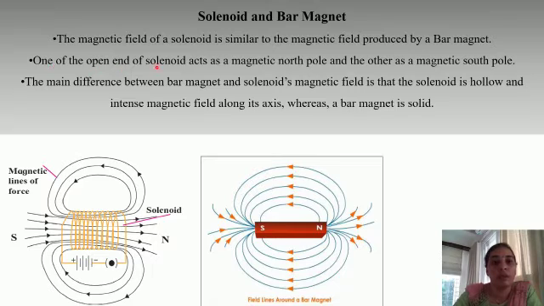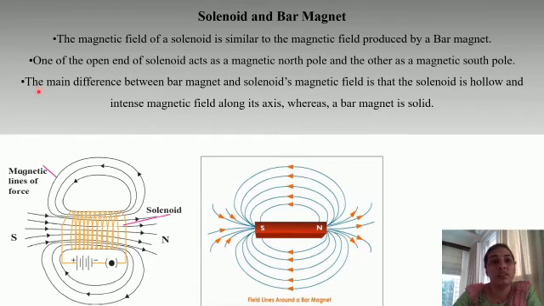One of the open ends of the solenoid acts as a magnetic north pole and the other as a magnetic south pole. So just as a bar magnet has a north and south pole, similarly when we pass current through the solenoid coil, one end starts behaving as a north pole and the other starts behaving as the magnetic south pole.